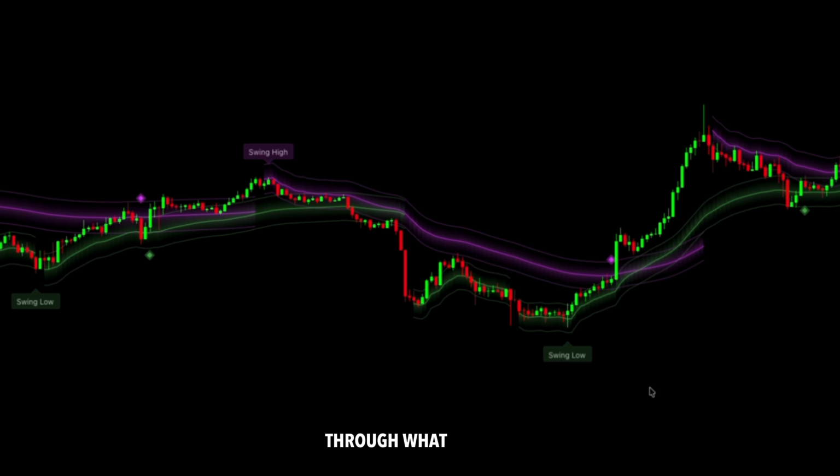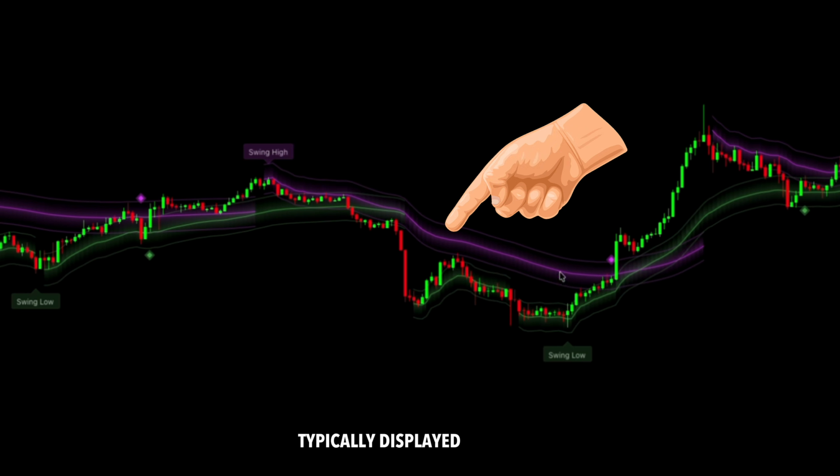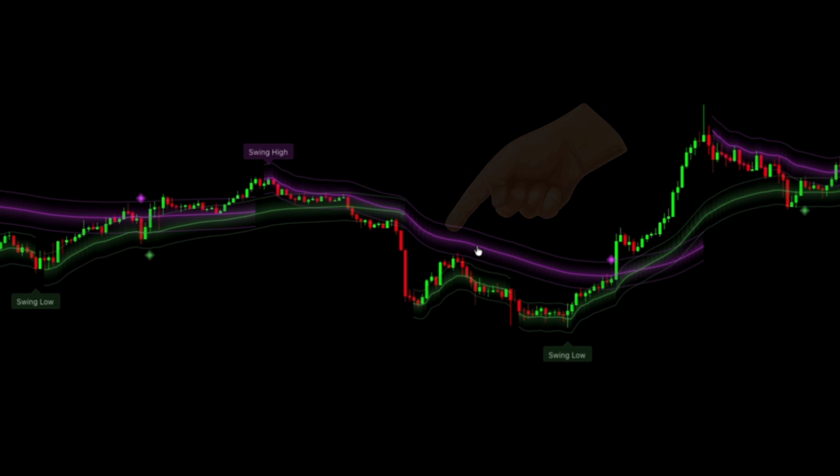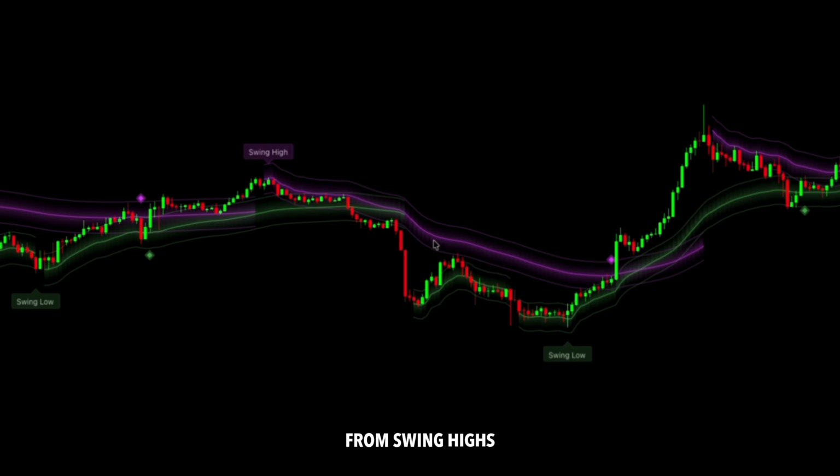Let me walk you through what you are actually seeing on the chart when you load this indicator, because understanding the visual elements is essential for practical trading. The most prominent features are the upper and lower bands. The upper band is typically displayed in purple or magenta. This band is derived from swing highs and represents dynamic resistance.